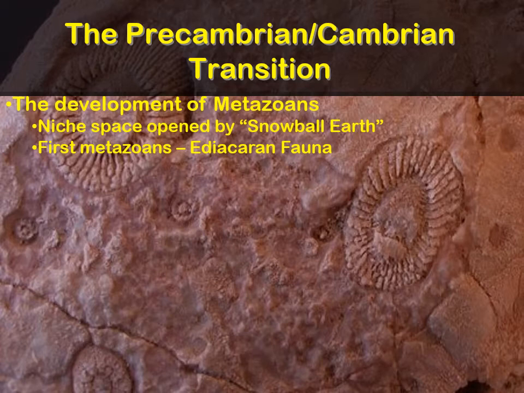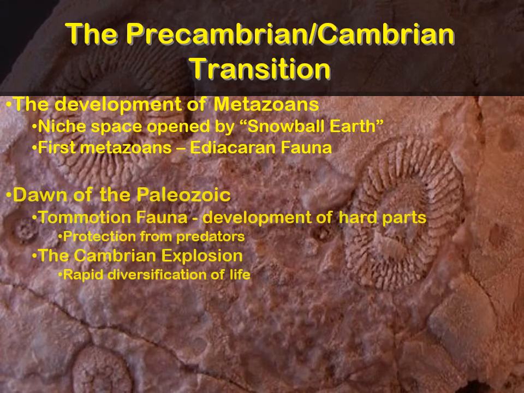So we have our first Metazoans, first multicellular life with the Ediacaran Fauna, the Vendian period, very, very end of the Precambrian, about 700 million years ago. The dawn of the Paleozoic is marked by the Tommotian fauna, the early Cambrian hard part fossils. And then we see the diversification of Cambrian fossils with the Cambrian Explosion, rapid diversification of life about 505 million years ago. So 700 million for the Ediacaran fauna, about 550 million for the Tommotian and 505 million for the Cambrian Explosion.